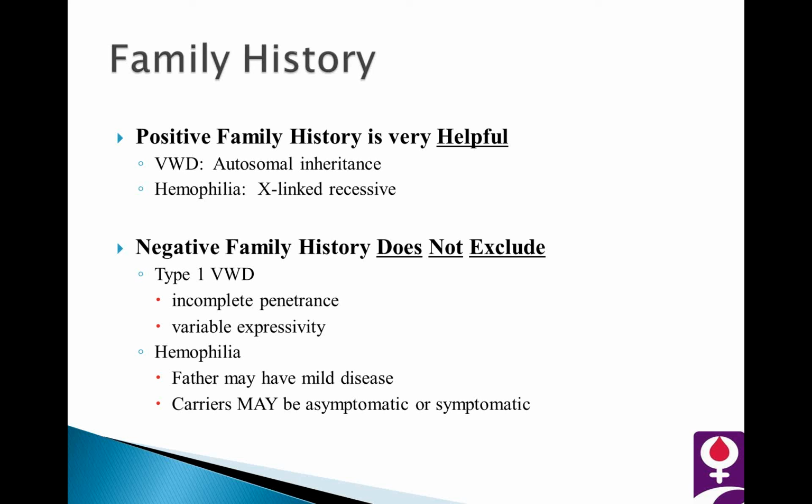Nonetheless, a negative family history does not exclude a bleeding disorder. So for instance, even a type 1 von Willebrand disease patient may have incomplete penetrance, there may be variable expressivity, and as a result, there may be variable symptoms. Some women in the family may be symptomatic and others may not. Nonetheless, all family members may in fact have a mutation. Hemophilia, for instance: a father may have mild disease, and carriers, just as I mentioned previously, may be asymptomatic or symptomatic, and therefore the asymptomatic carrier may not be aware she has a condition.